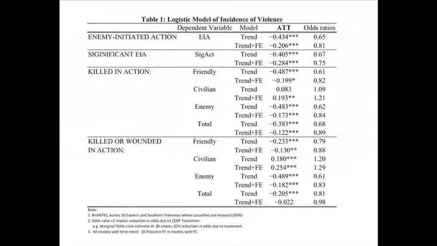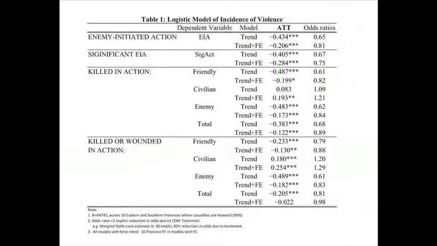How about significant EIAs? So a very small proportion of the EIAs are significant. Significant are complex attacks, very well orchestrated, very well planned. They lead to significant casualties, right, on both sides. For significant EIAs, it reduces by 25%. The odds of a significant EIA in a treated area is 25% less with that, and 33% less with just the trend. Okay.